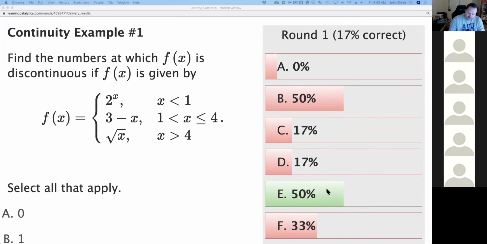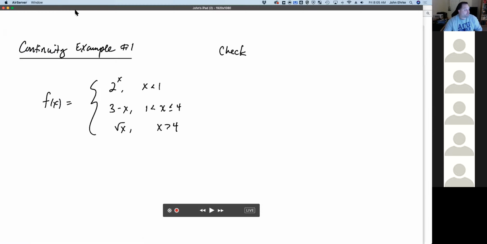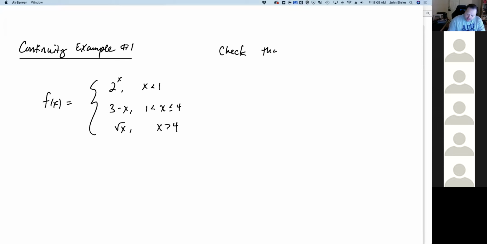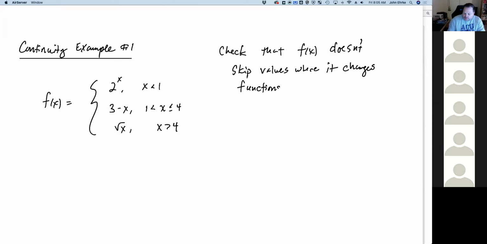So if I'm going to check for continuity, I need to check that f of x doesn't skip values where it changes functions. That's the main thing I need to be concerned about. So you can see that we change from the function 2 to the x to the function 3 minus x at x equal to 1.